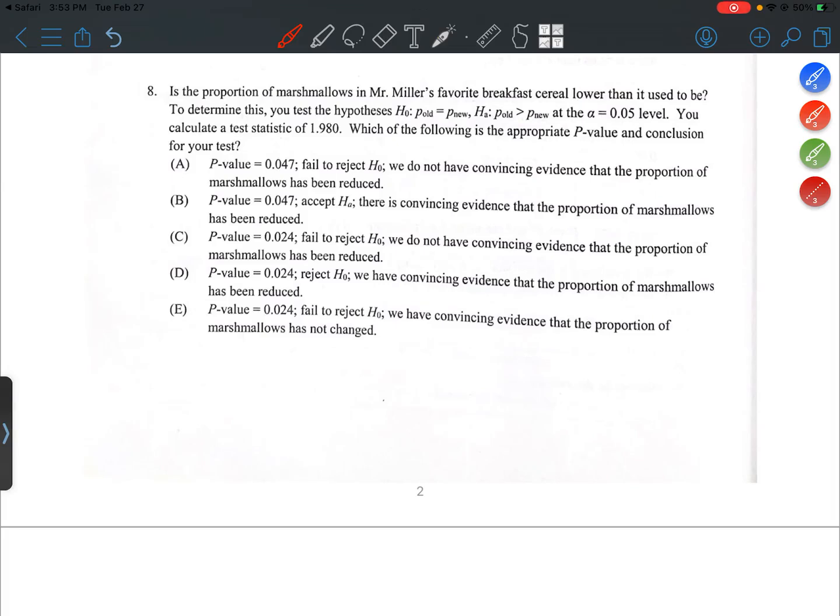Question 8. Is the proportion of marshmallows in Mr. Miller's favorite breakfast cereal lower than it used to be? To determine this, you test the hypotheses H0: p_old = p_new, HA: p_old > p_new, at the alpha = 0.05 level. You calculate a test statistic of 1.980. Which of the following is the appropriate p-value and conclusion for your test?